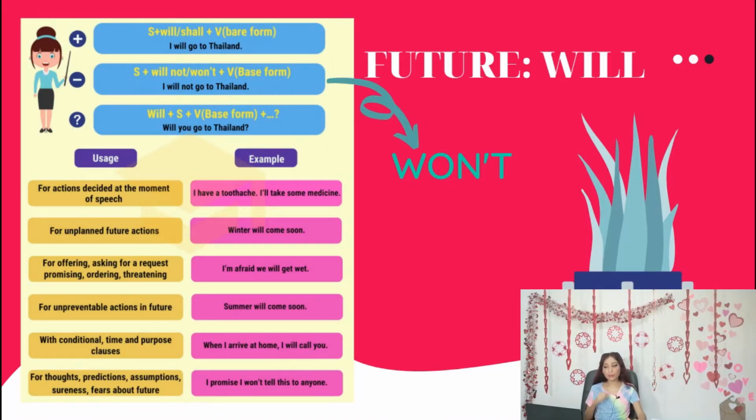I was telling you that we are going to learn future. As I told you before, there are two ways to express future: going to and will. Will, we are going to learn today, because going to, we learned before. So how do we make sentences with future will?